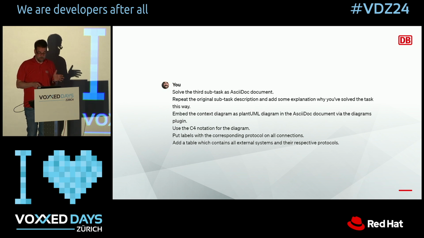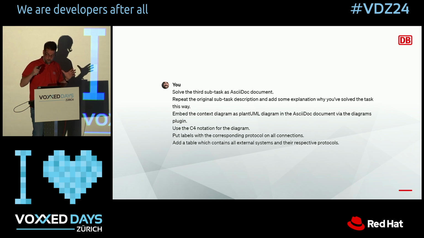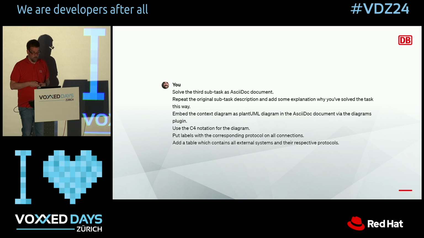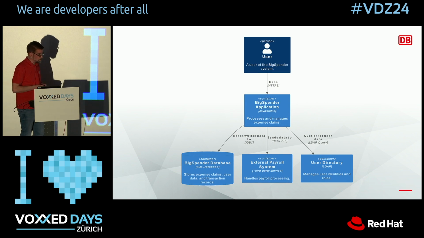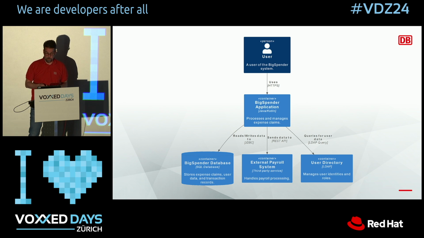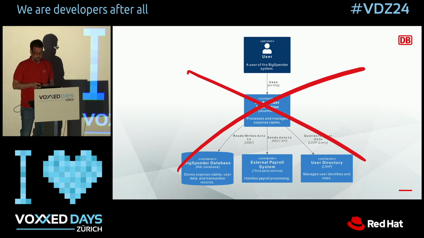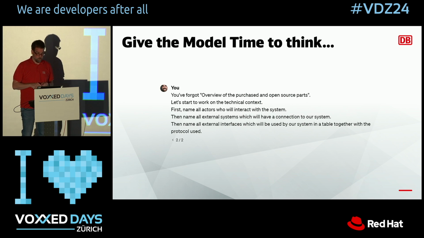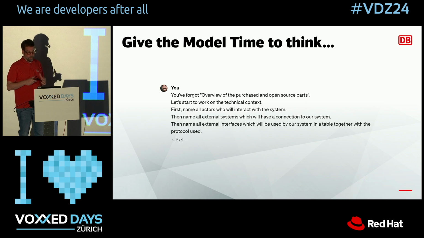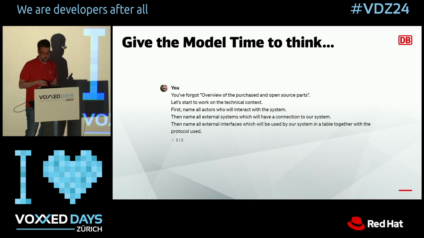So I asked the system to create a context diagram with a C4 model notation by Simon Brown, and it came up with something very trivial. That's not useful. That's plain wrong. So I thought about it, and there's a technique: give the model time to think. Again, build up context.